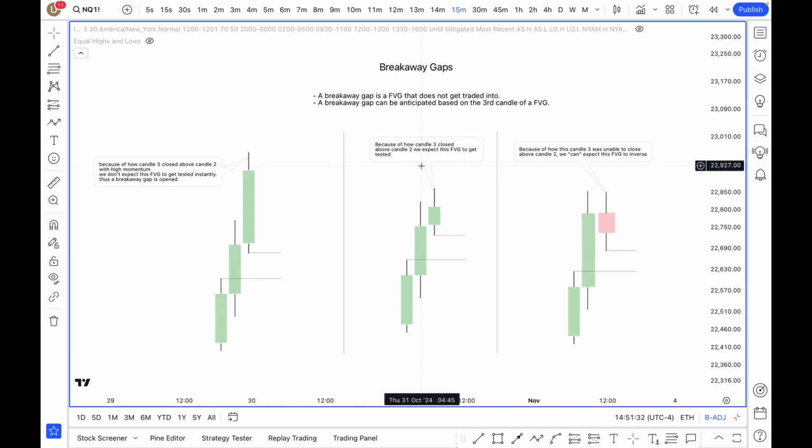Now in this example, I expect price to trade into the fair value gap because this candle number 3 did not close above candle number 2 with a lot of momentum. It closed above, but it did not have a lot of momentum, which is why I expect this fair value gap to get traded to and price to head higher. Now in this example, the fair value gap did open, but the third candle was a red candle and it did not have any momentum while it was closing. So I expect this fair value gap to get inversed.